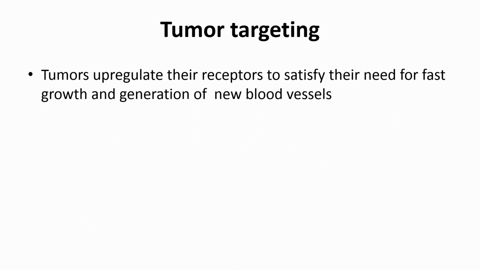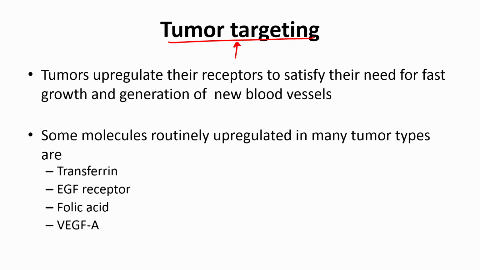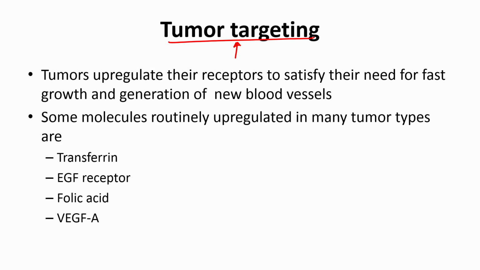And just very quickly, tumor is again one thing that is widely used for targeting. Basically most of the therapies in research are looking at tumor because it is a major problem, and tumors do upregulate lots of receptors because they need quite a bit of nutrients for their fast growth and generation of new blood vessels. So, as a result there are several molecules that are routinely upregulated and used for tumor targeting.